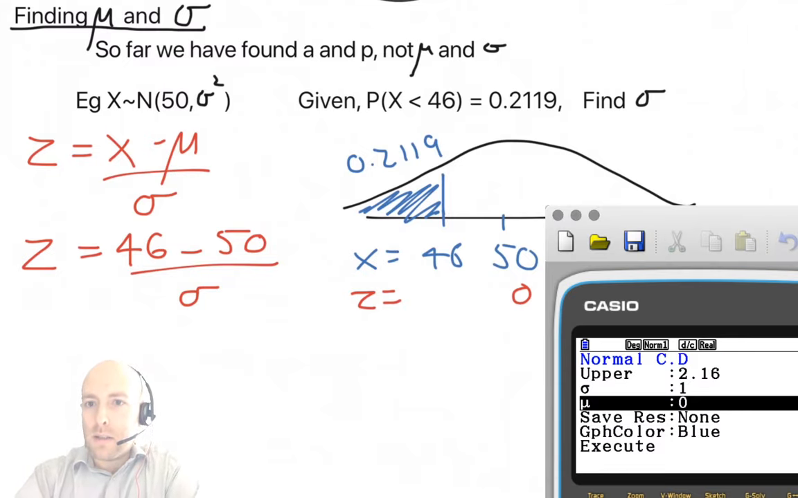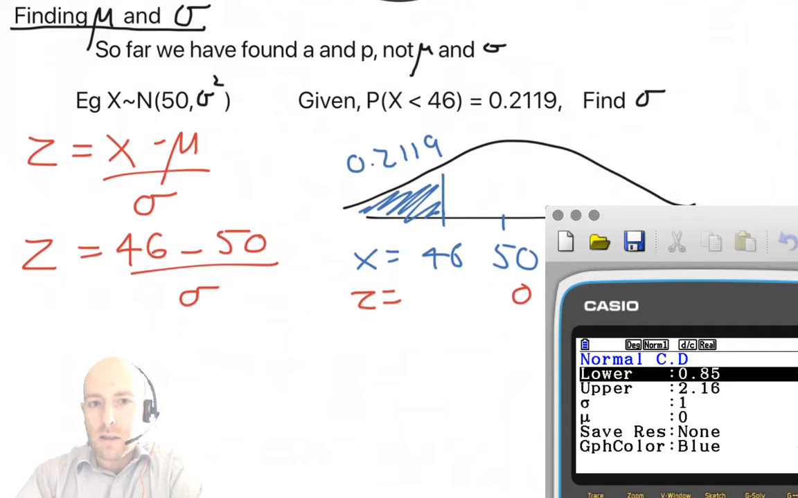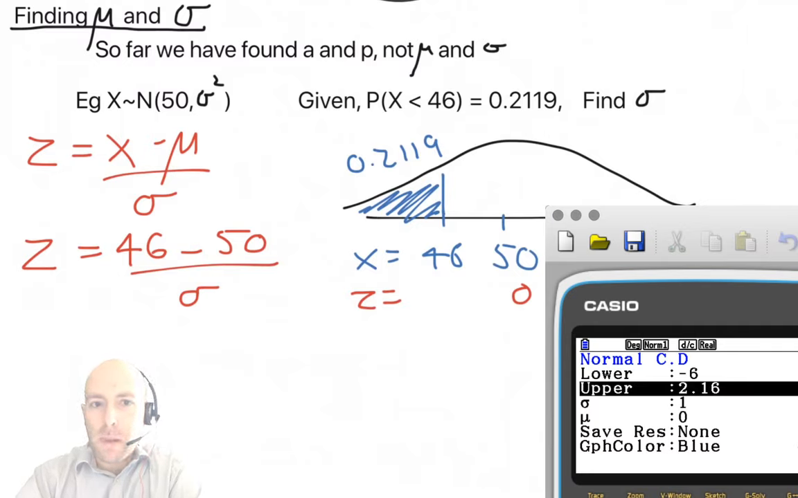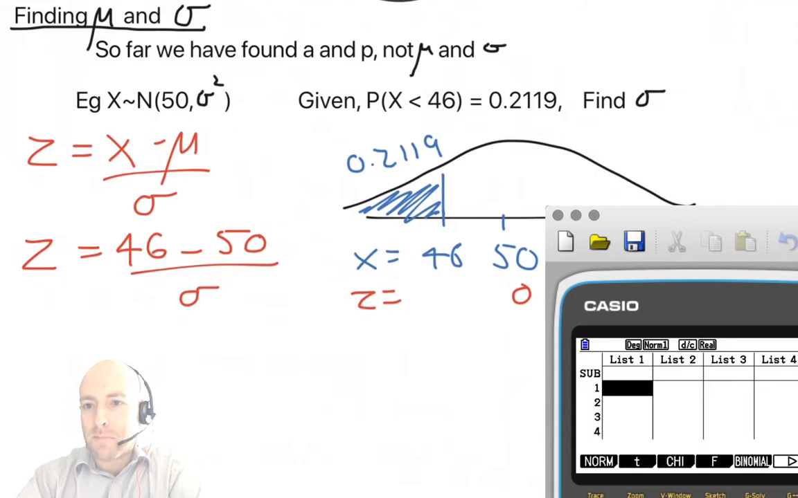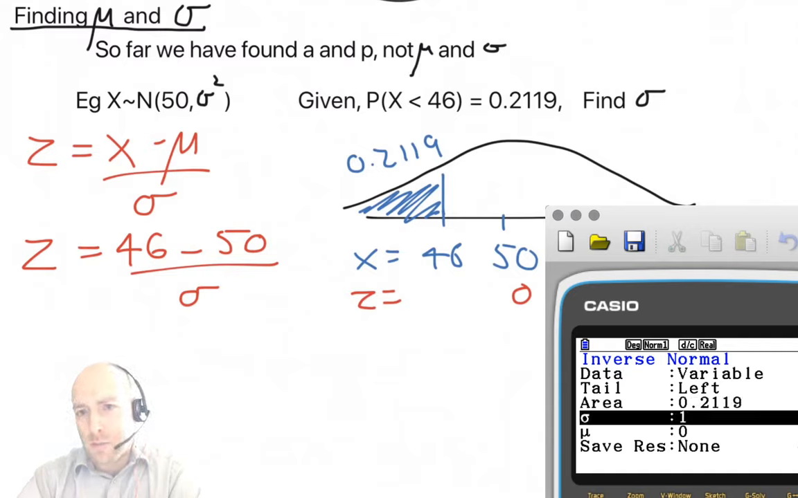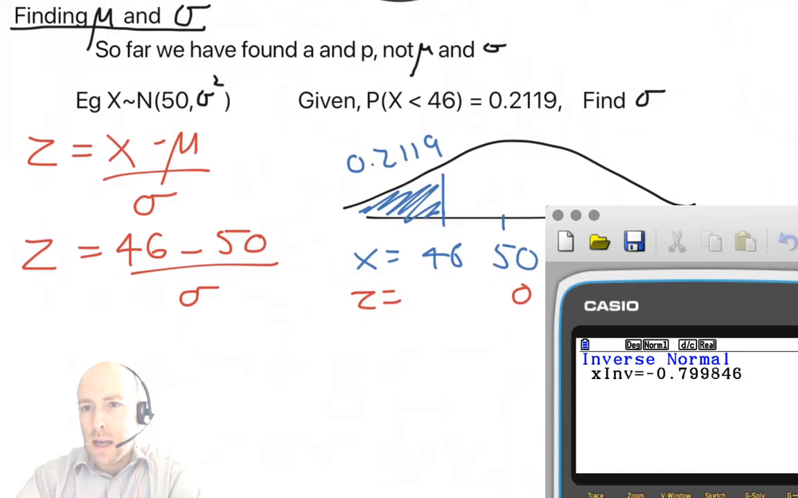What I need to type in then, my lower is going to be, well, we're talking about z now, so let's go for, I don't know, -6. -4 would probably do the job. Upper is the, oh, sorry, we need to do inverse, don't we? Because I don't know what z is, and that's the thing I'm trying to find. So tail is to the left, area is 0.2119, sigma is 1 because it's a standard normal distribution, mu is 0 because it's the standard normal distribution. Execute, and it tells me z is minus 0.998.